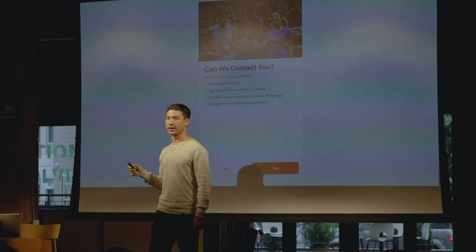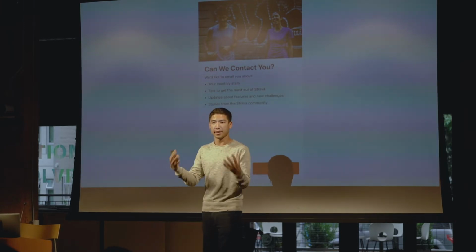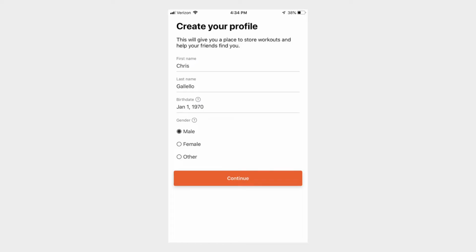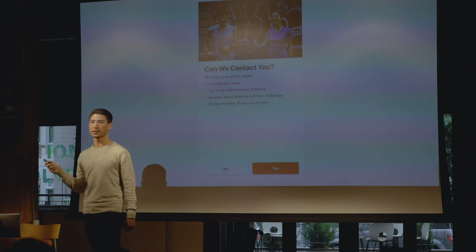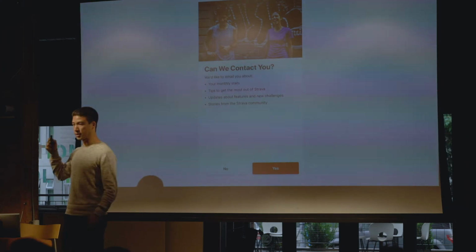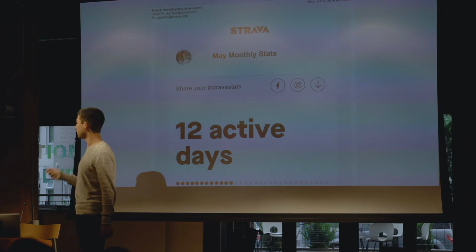So in our onboarding flow, after you sign up, we have you create a profile. The very next step is this screen that asks you, hey, can we contact you? Is that okay? And we provide examples of things that we will send you. We don't want to be sneaky about it. We are very open about that. Monthly stats, tips to get the most out of Strava, stories from the Strava community, all that kind of stuff. And this screen is really important for us because we have some really great emails that drive long-term retention.